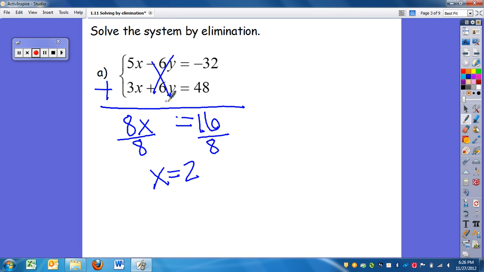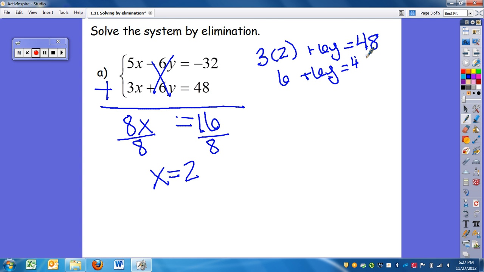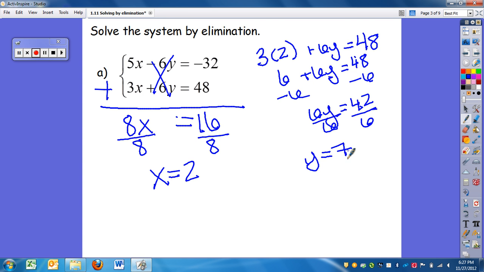So I can plug into one of the two equations. It doesn't matter which one. I'm going to plug into the bottom one. It just looks easier to me. x plus 6y equals 48. I just replace x by 2 because I know what x is. So I have 2 plus 6y equals 48. Subtract 2, so 6y equals 42. Divide by 6. y comes out to be 7. So the point of intersection of these two lines is (2, 7).